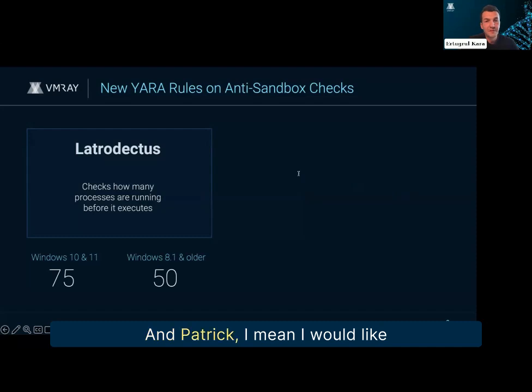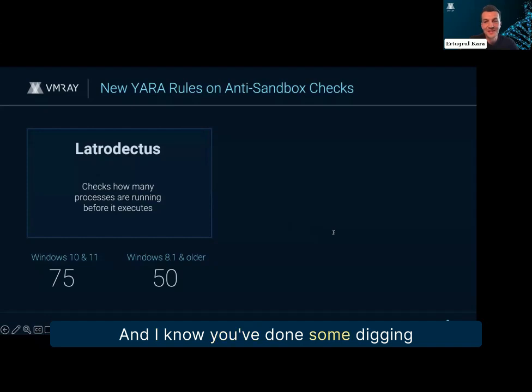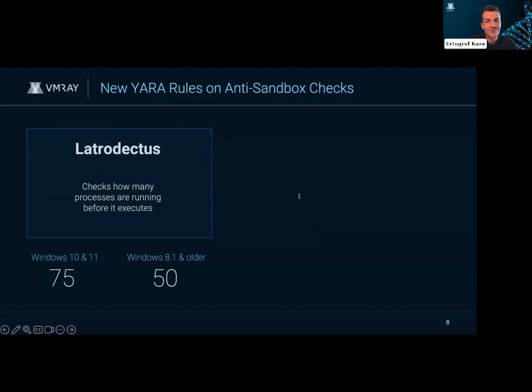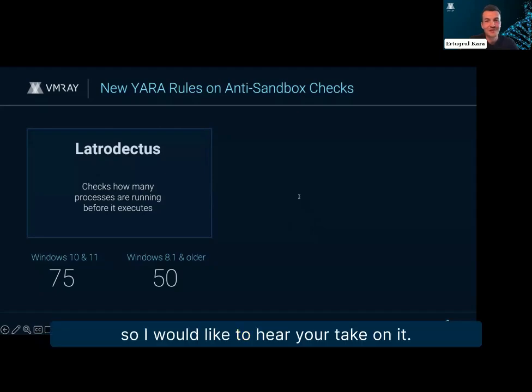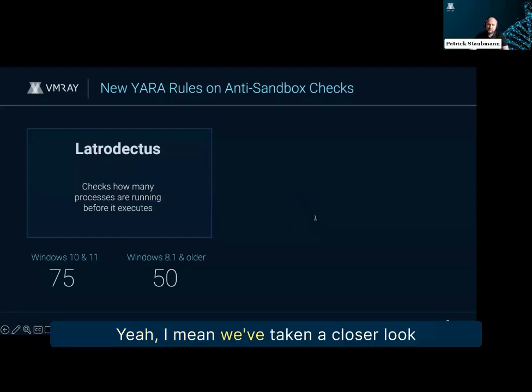And Patrick, I would like to say, how cool is that, using YARA to catch anti-sandbox checks? And I know you've done some digging into the Latrodectus loader, this family. I would like to hear your take on it. Yeah, we've taken a closer look into that loader in the past, and I think this is a very interesting technique on how they are trying to figure out whether they're running inside a sandbox or not.